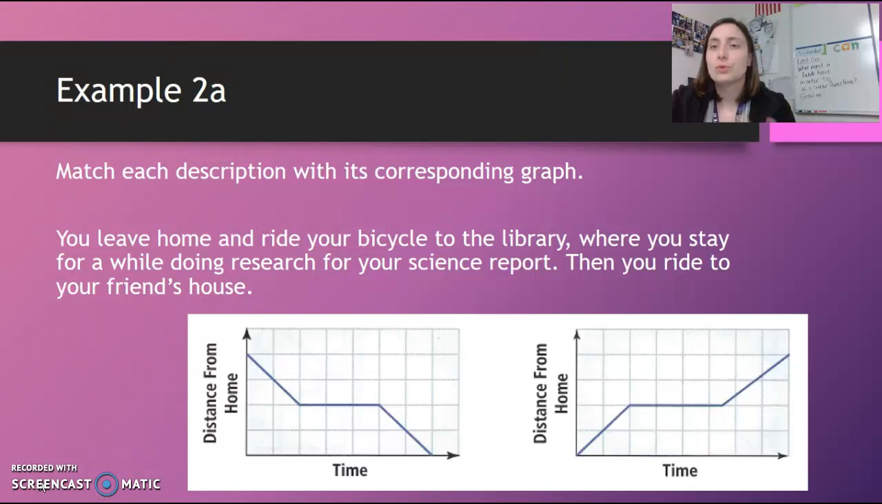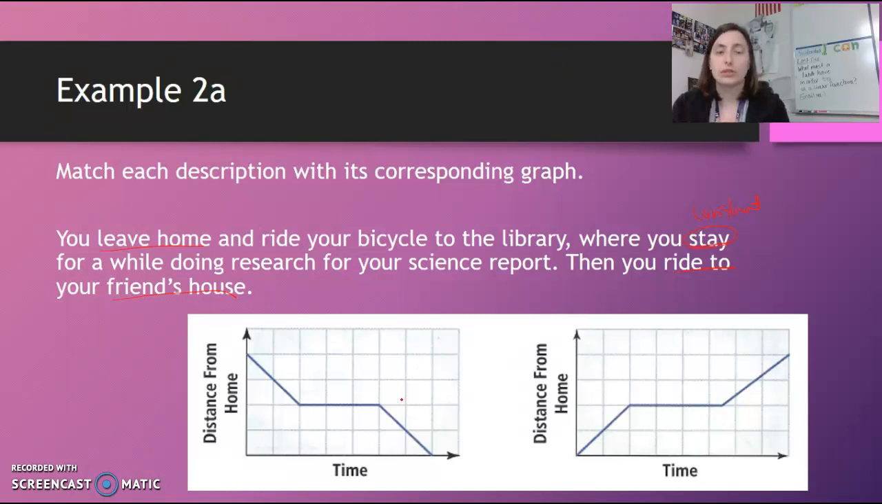So we're going to read through, we're going to look for keywords so that we can then match that to the graph. So you leave home, and we are going to ride our bicycle to the library. We stay, so we're leaving home, bicycle to the library where we stay. So to me that means constant, no matter what we're doing, for a while doing research for your science report. Then you ride to your friend's house. So ride to friend's house.